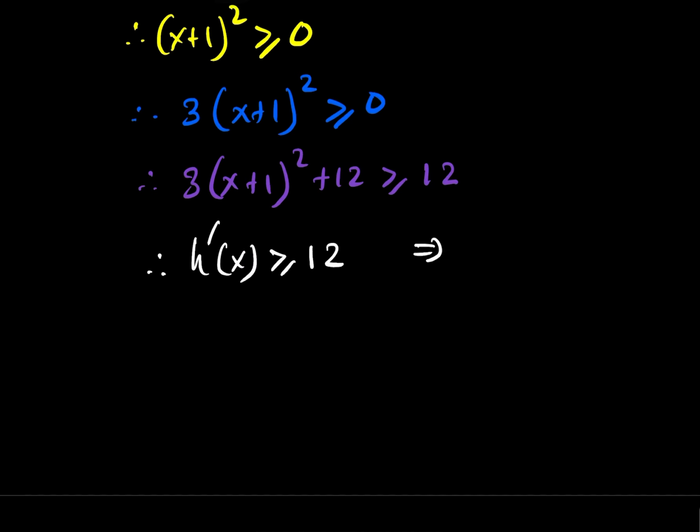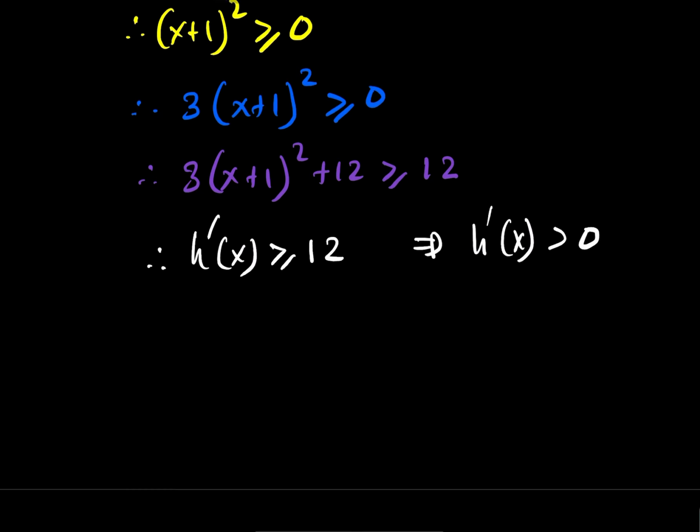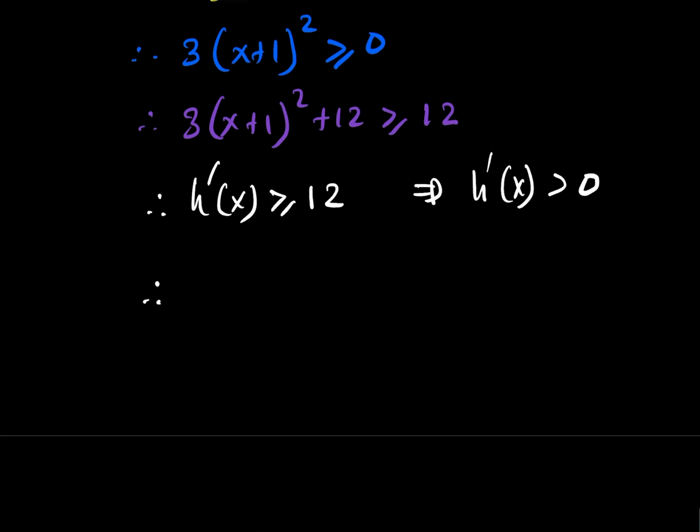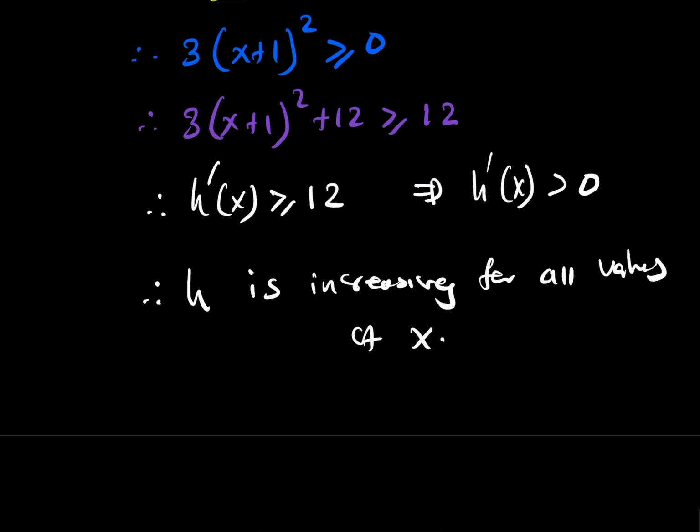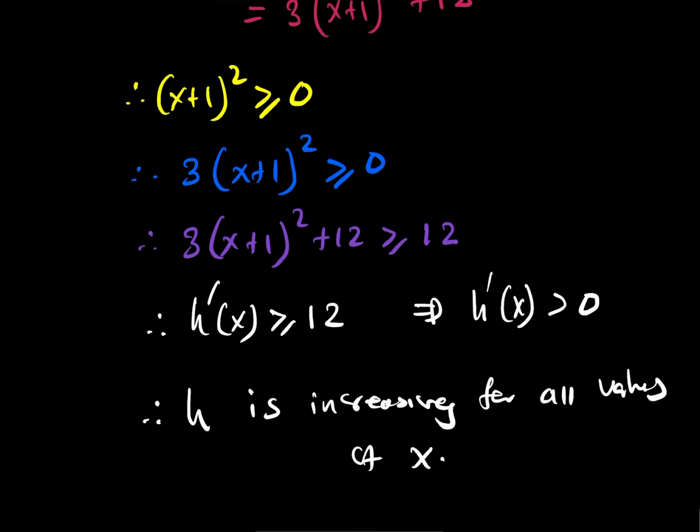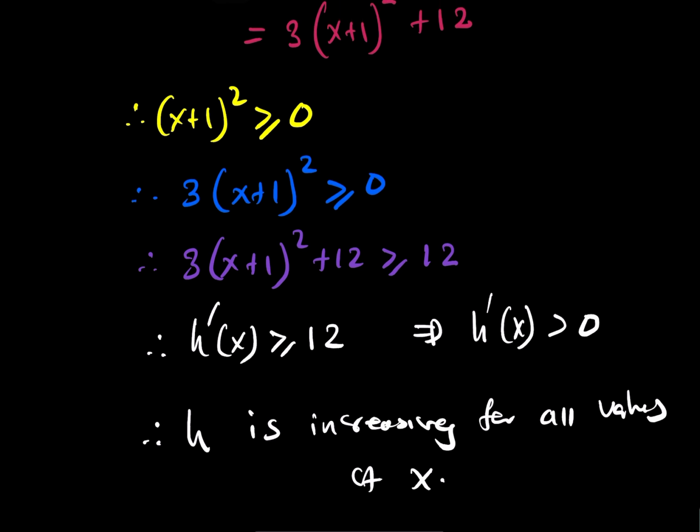So this implies that your h prime of x is always going to be positive. Bigger than 0 means always positive. All right. So now you conclude to say, therefore, h is increasing for all values of x. This is how you're going to approach this question. Yeah, it was worth it. A bit tedious at times.